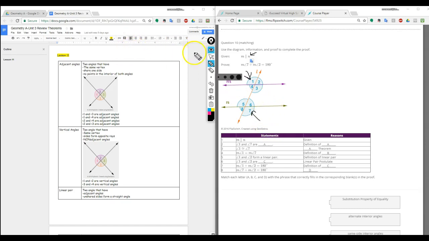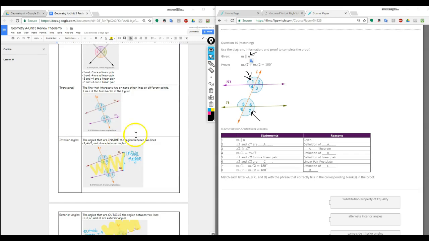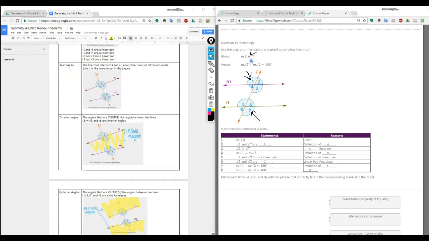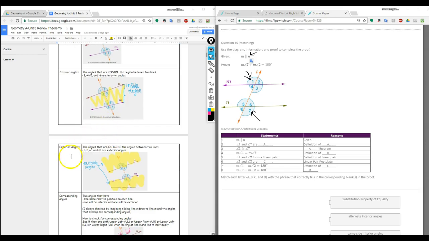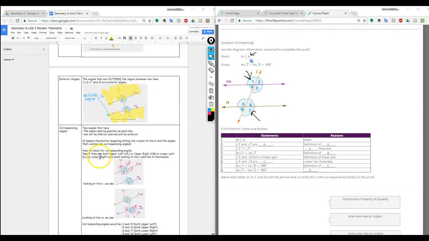what are they? This is where we're going to use the notes, the Unit 3 review theorems, and we're going to see what they are. If I'm scanning this on lesson 11, adjacent angles, vertical angles, they do not have two parallel lines. So I'm going to be scanning for a parallel line. Okay, right here we hit a transversal. Interior angles inside the region. Well, 1 and 7 are not inside that region. So exterior angles, they're outside our region. Okay, so we have exterior angles 1 and 7.